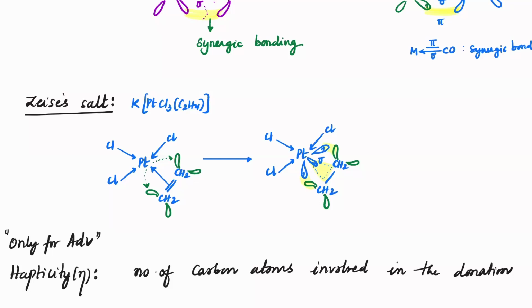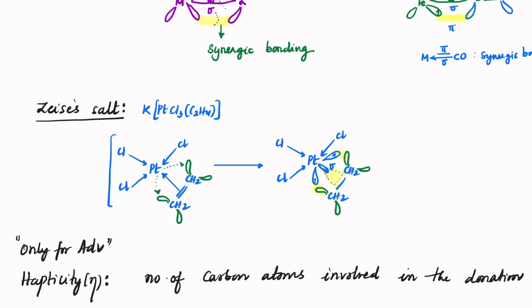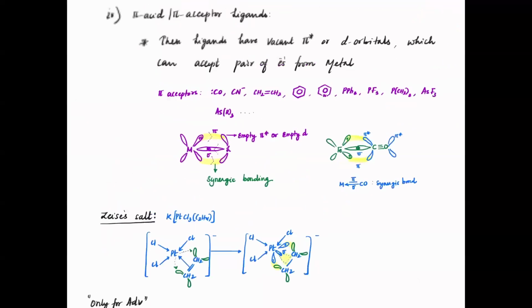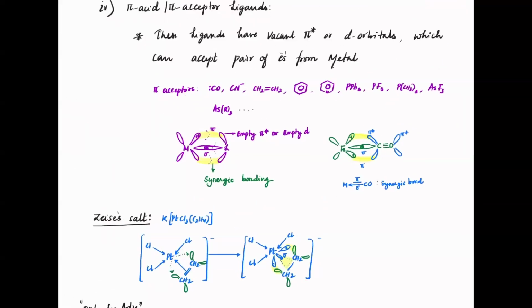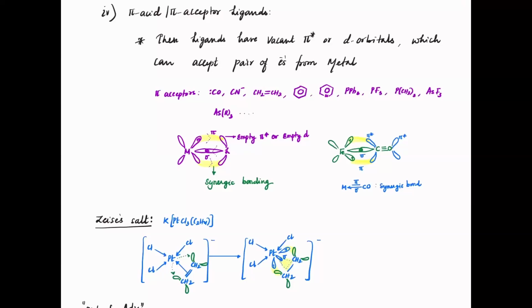All right. So I hope you got an idea of how things take place in Zeise's salt. Overall, it has a negative charge on it. This is a very important classification when it comes to ligands.